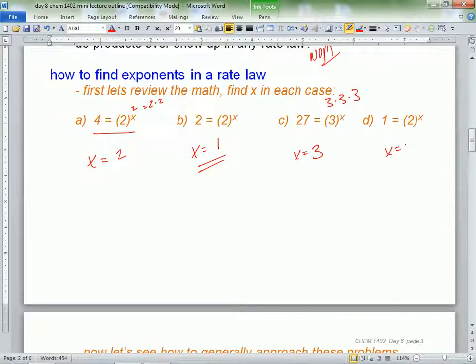Anything raised to this number is always 1. What is it? You said it, I think. I don't know. 0. Anything raised to the 0 is 1. Okay. This is all you need to know, really, to do this stuff.